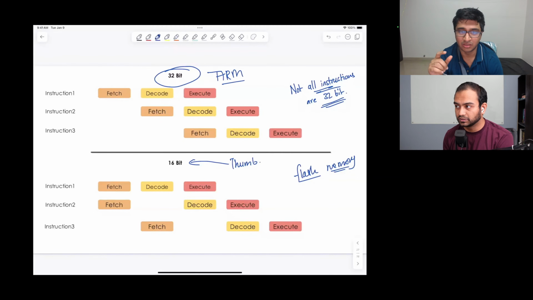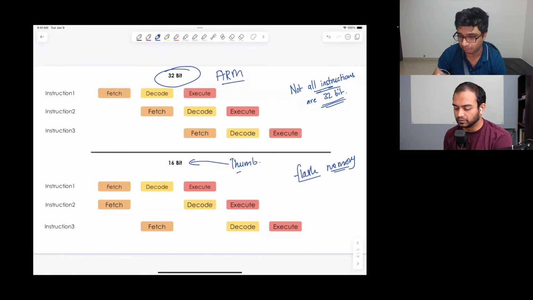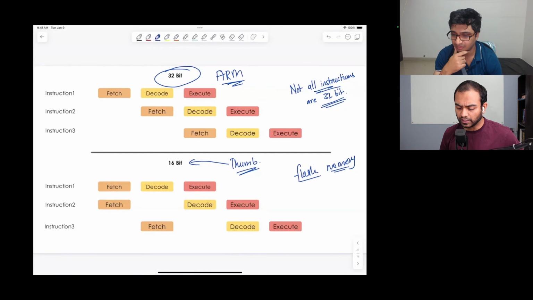So the ARM instruction set was the 32-bit one. Thumb is the code-density-optimized instruction set, but it is not that powerful because you now have fewer bits to encode the information. That means some operations are not possible in Thumb, but they were in ARM.